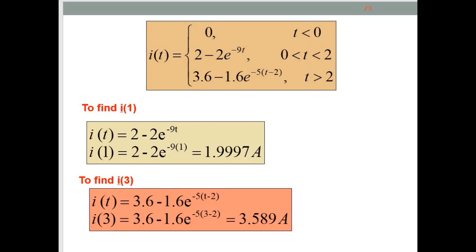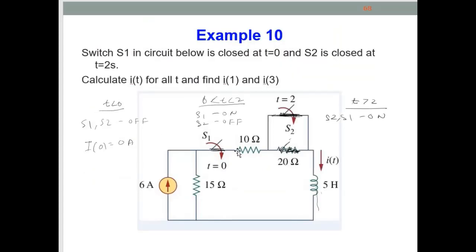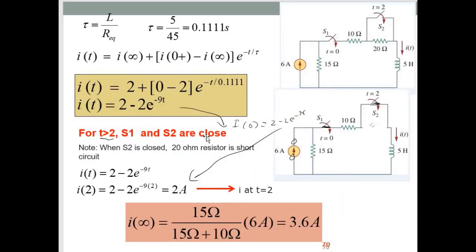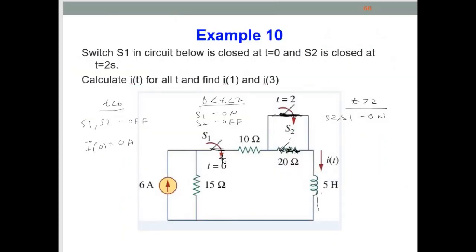That's the solutions. It looks a bit complicated, but it needs practice for you to understand. And this kind of question usually appears in tests. Please understand this type of questions of two switches in the circuit and analysis using 3 time intervals.